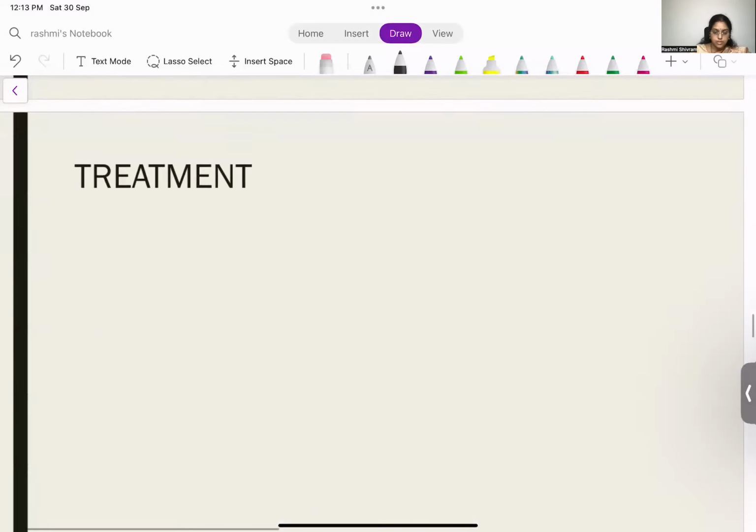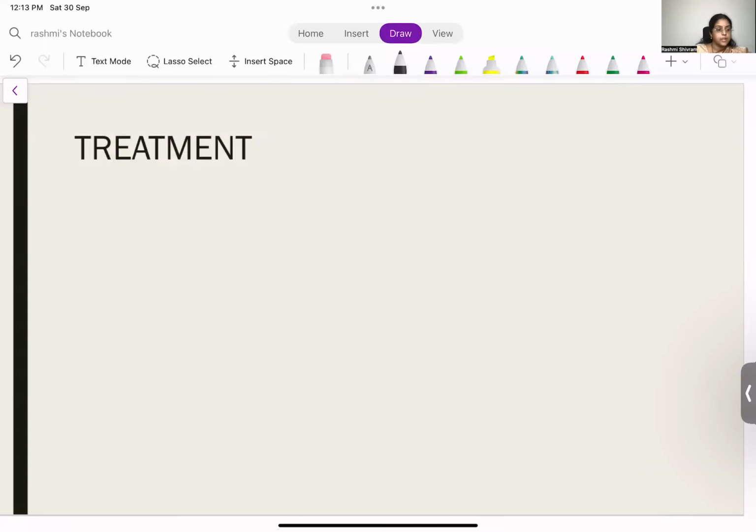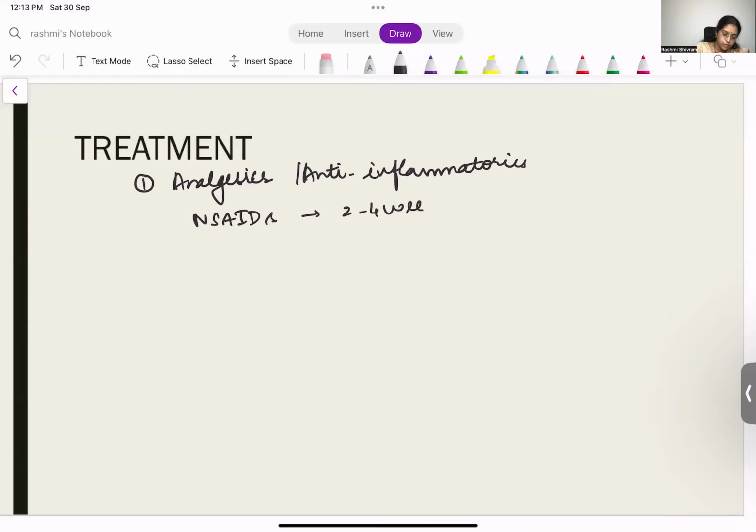So moving on to the treatment. How do we treat these patients? The starting treatment will be trying to give the patient some safe analgesics or anti-inflammatories. The first line will be NSAIDs, which are usually given for 2 to 4 weeks, unless contraindicated. So NSAIDs are the first line.